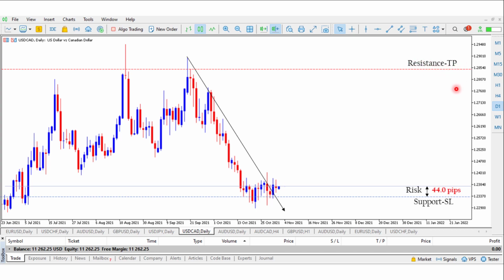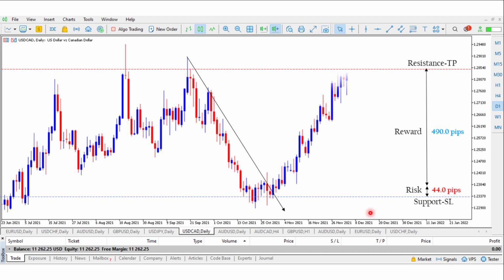So my risk will be 44 pips. If I buy here and the market does not move in my desired direction, my loss will be 44 pips. But if the market goes in my desired direction, the reward will be 490 pips. And my risk and reward ratio will be 1-to-11, which is excellent. So now I'm going to place a buy order here. You see what will happen in the next move. Wow. The market already reached my take profit.